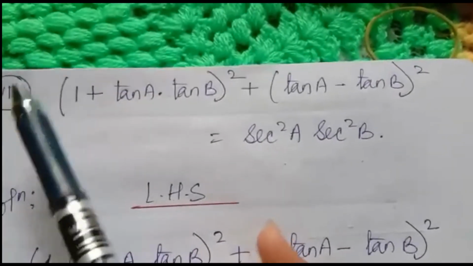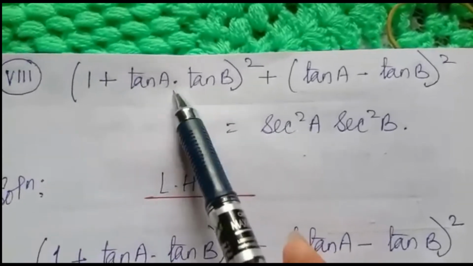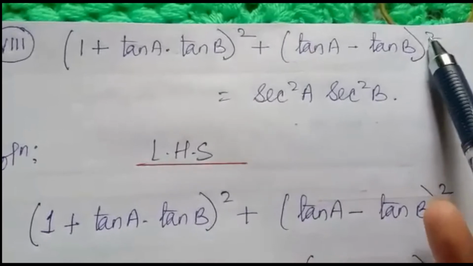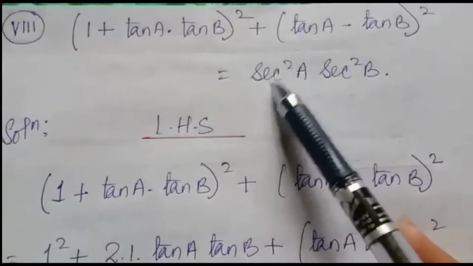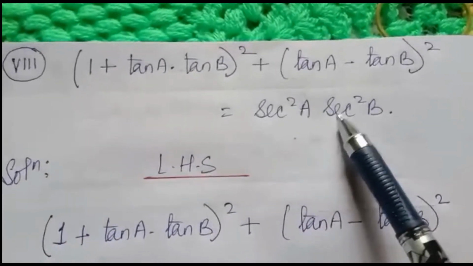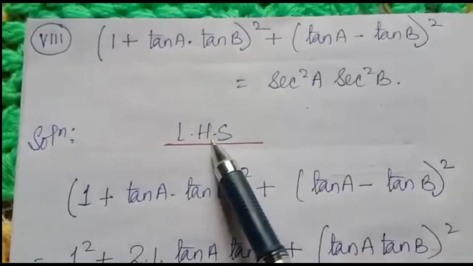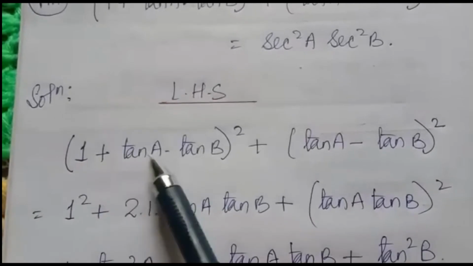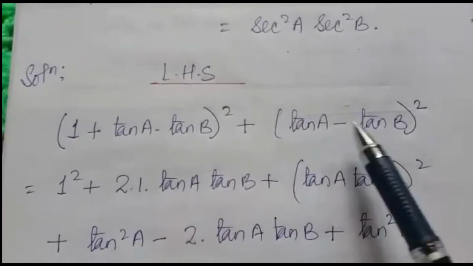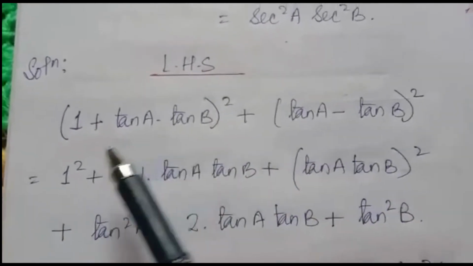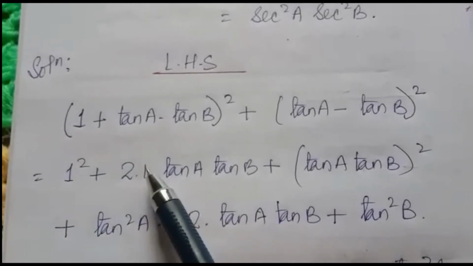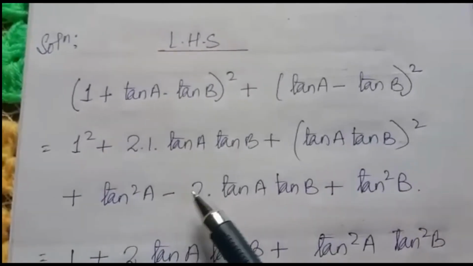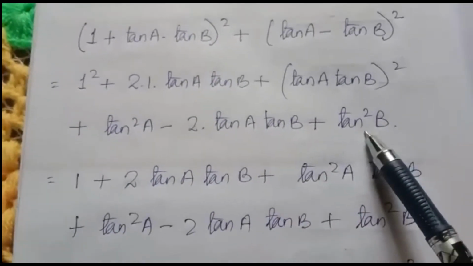Question number 8. (1 plus tan A into tan B) whole square plus (tan A minus tan B) whole square is equal to sec square A into sec square B. First copy left hand side. After that, you have to use formula of (A plus B) whole square. Here (A minus B) whole square. And formula is A square plus 2AB plus B square. And here A square minus 2AB plus B square.